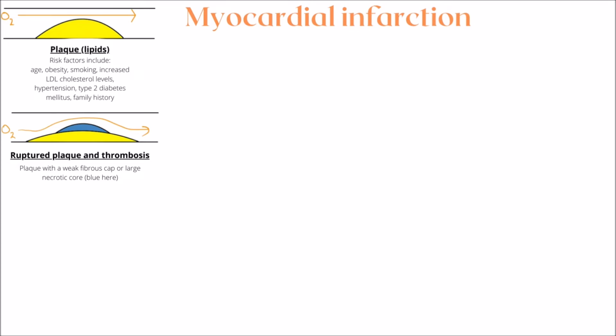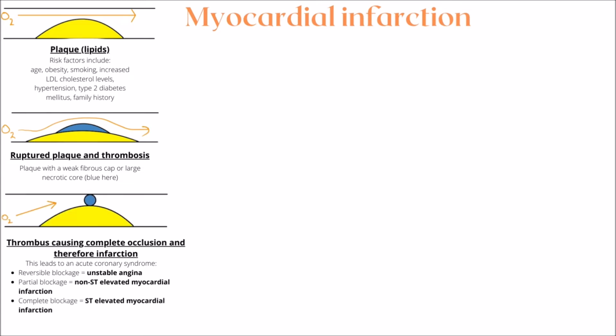A plaque with a weak fibrous cap or large necrotic core is more likely to rupture. If a thrombus forms, it can cause complete occlusion, leading to myocardial infarction or acute coronary syndrome. There are three main conditions under acute coronary syndrome. If this blockage is reversed, it causes unstable angina.